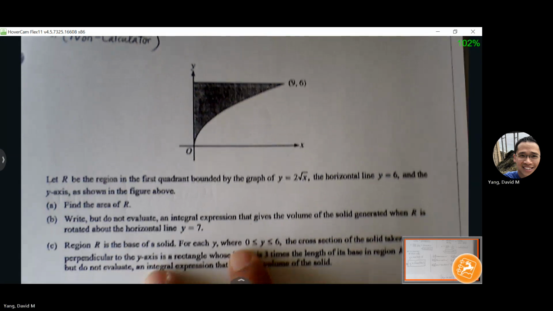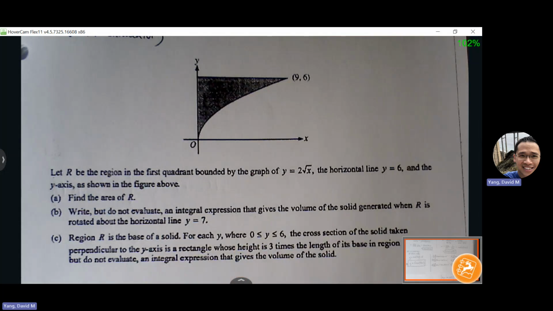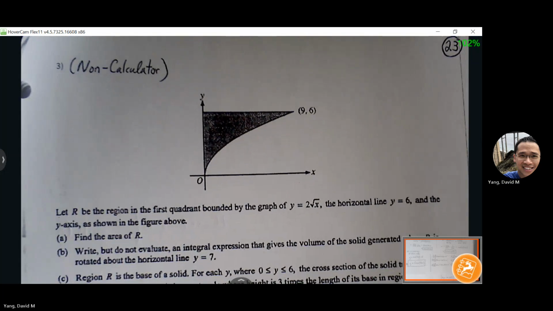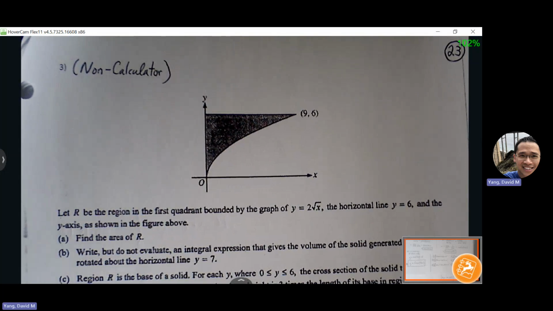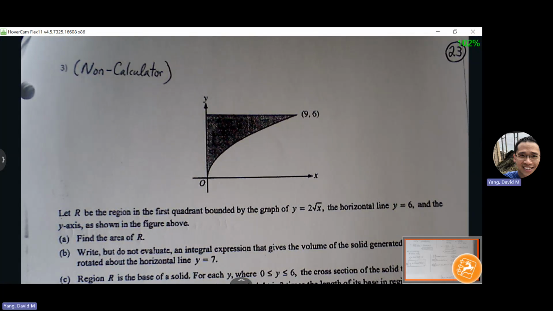All right, so go ahead and read number 3 on page 23, and see if you can set up each problem. I'll go through each with you, but I want to see if we can identify the method, washer method, or cross section.